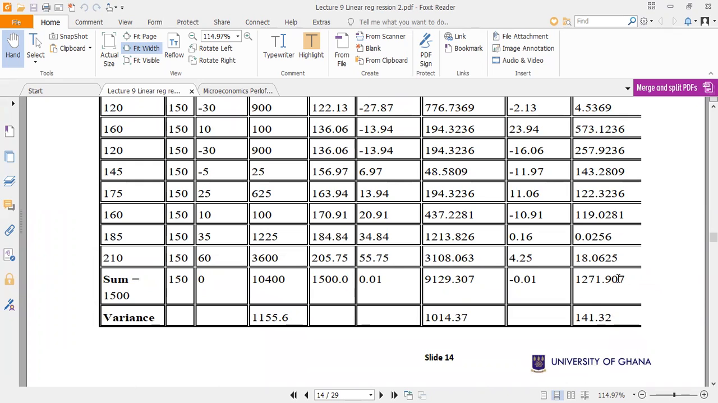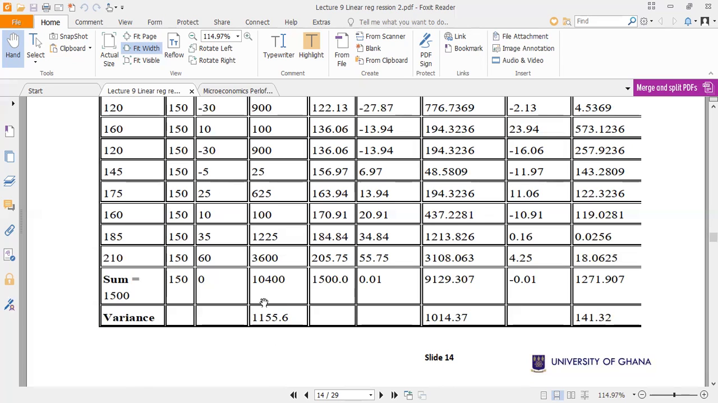If you add the error sum of squares to the regression sum of squares, you'll be getting something around the total sum of squares. Because of decimals, it's possible it might be more or fall short by just a few decimals. I hope we understand.